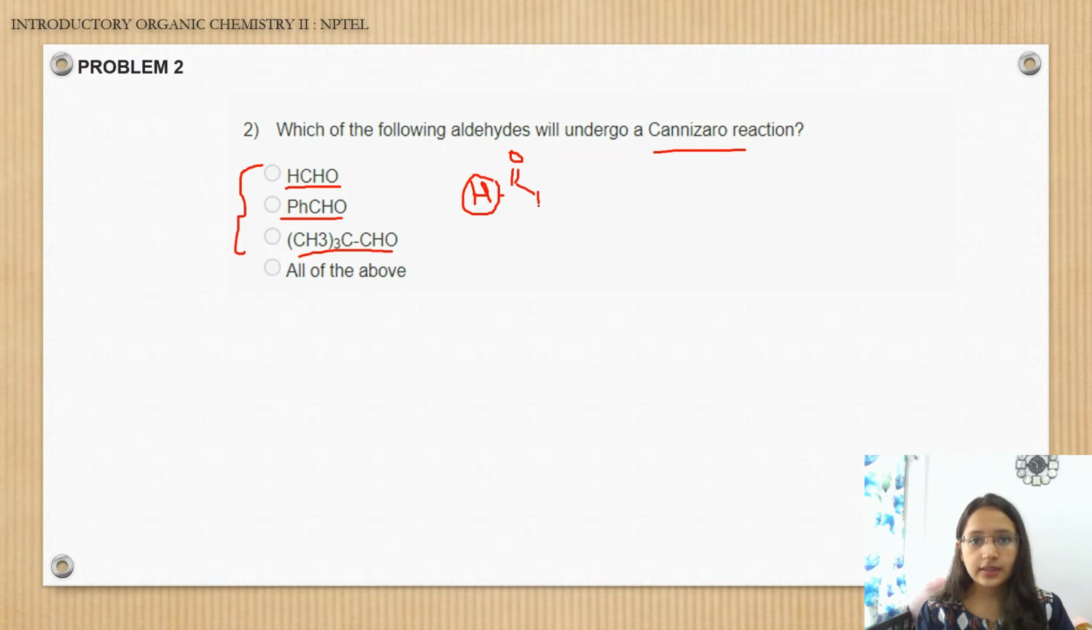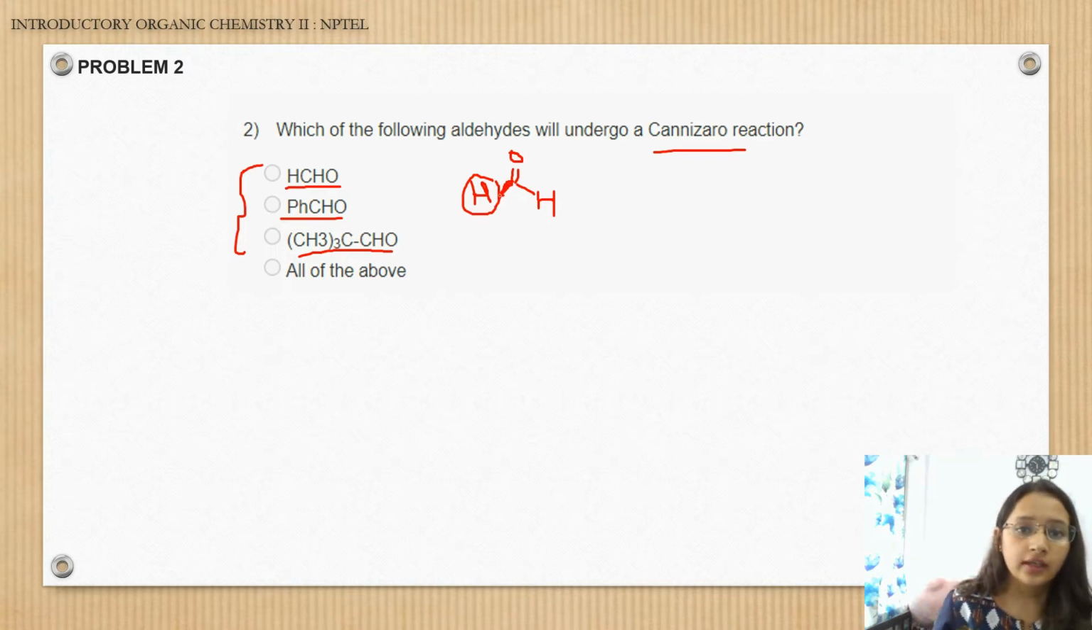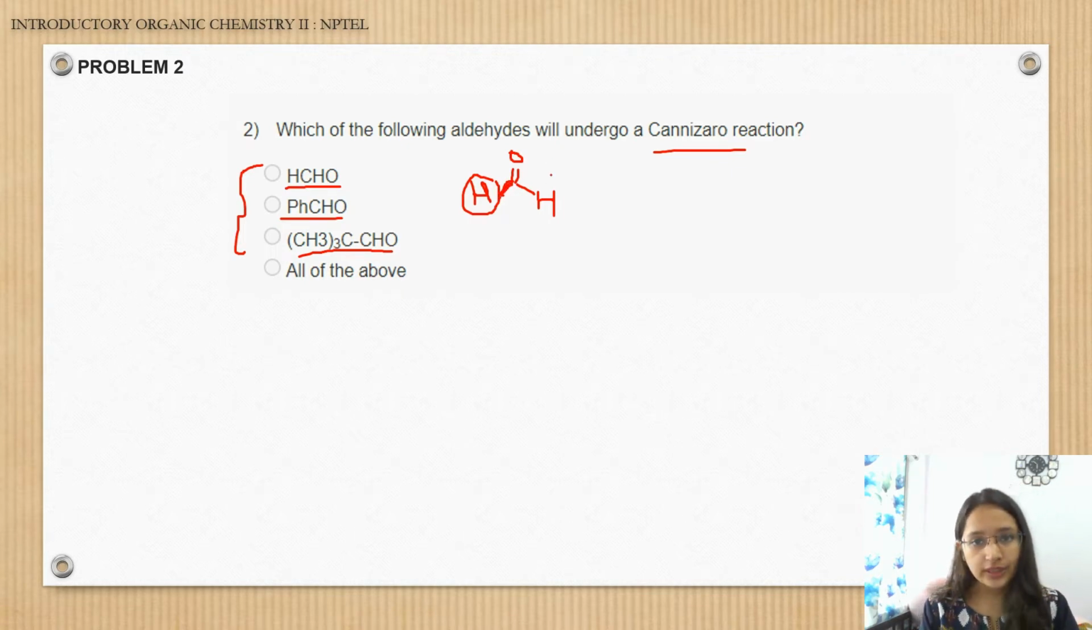See, it doesn't have an alpha hydrogen because it doesn't have an alpha carbon to have hydrogen. Does it have an alpha carbon? No, it doesn't have an alpha carbon because on both sides it has only hydrogens. So there is no alpha hydrogen present in the system. It doesn't have the alpha carbon instead.